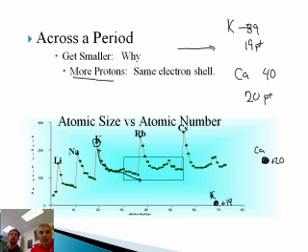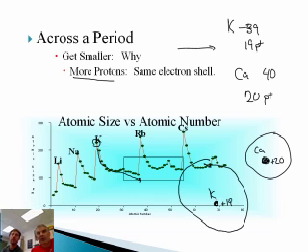As you add this additional proton, it's holding on to the same electron shell. Both of those are holding on to the 4s shell. And so calcium will have a smaller shell, because there's a larger positive charge pulling that negatively charged shell into it. Think of it like a stronger magnet.